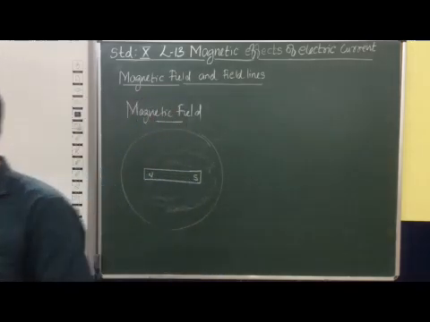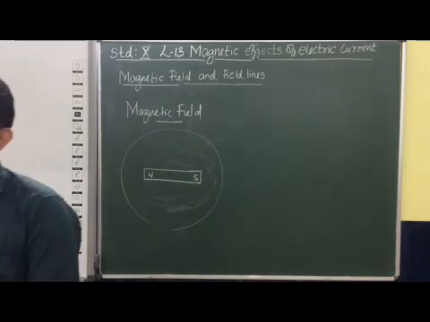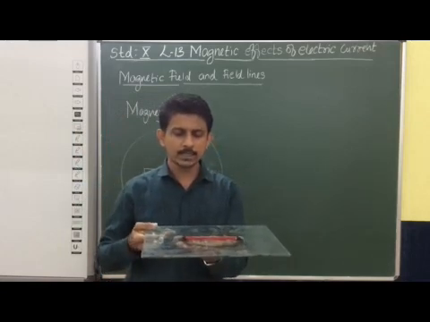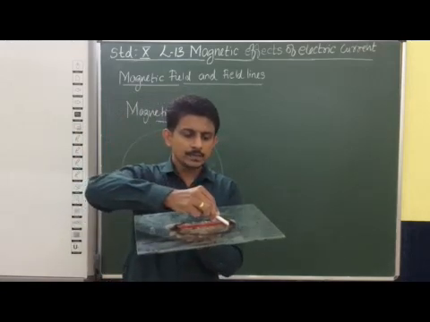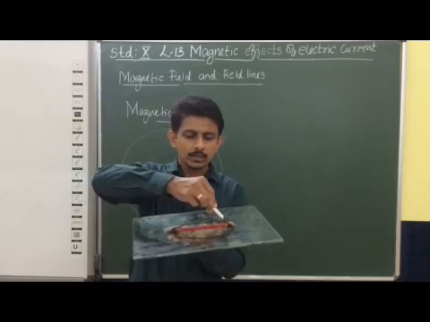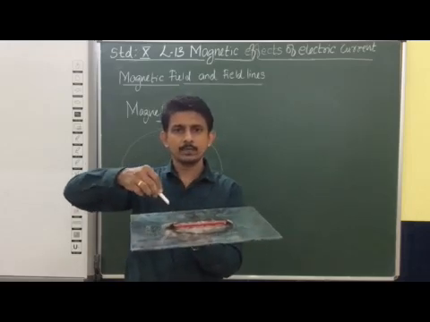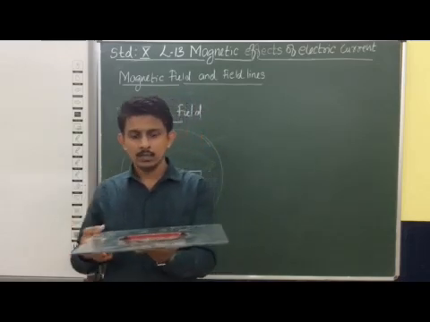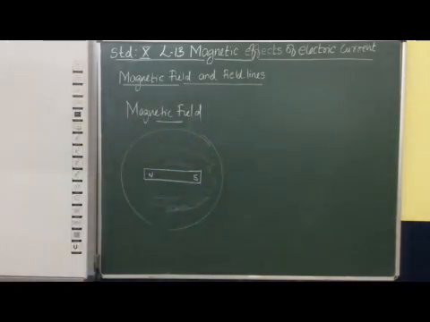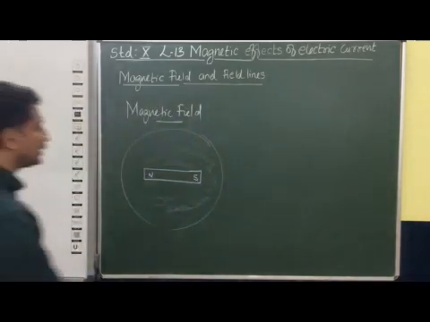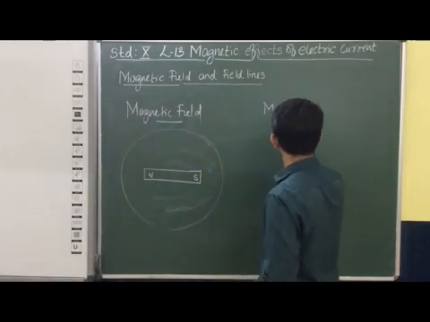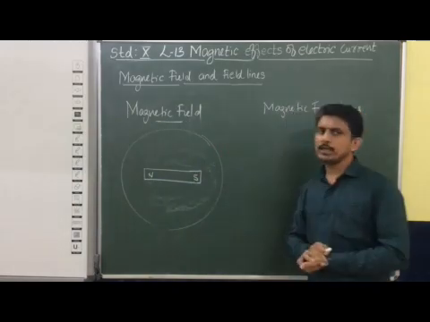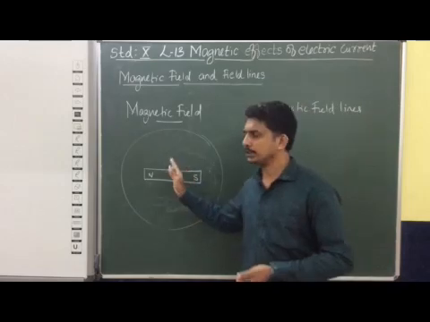Now we can consider one more situation. Suppose we have a bar magnet and I am sprinkling some iron filings over it. You can see that this type of pattern is coming. Have you seen that these iron filings are arranging in a curved pattern? So these curved patterns are representing the strength of this magnetic field, and these curved lines are known as magnetic field lines.